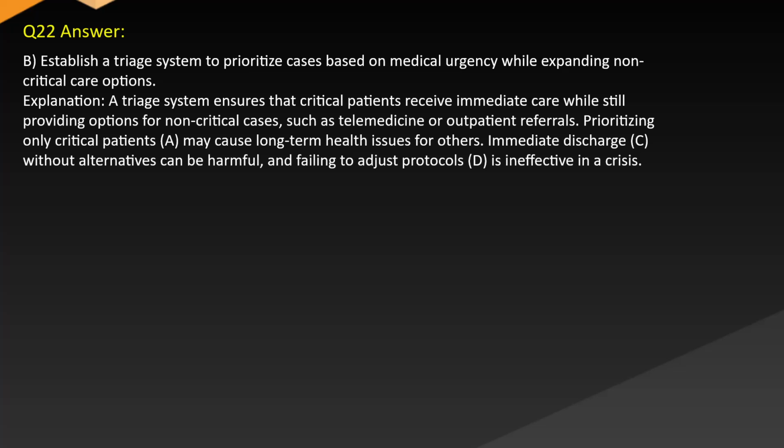Answer: B. Establish a triage system to prioritize cases based on medical urgency while expanding non-critical care options. Explanation: A triage system ensures that critical patients receive immediate care while still providing options for non-critical cases, such as telemedicine or outpatient referrals. Prioritizing only critical patients may cause long-term health issues for others. Immediate discharge (C) without alternatives can be harmful, and failing to adjust protocols (D) is ineffective in a crisis.